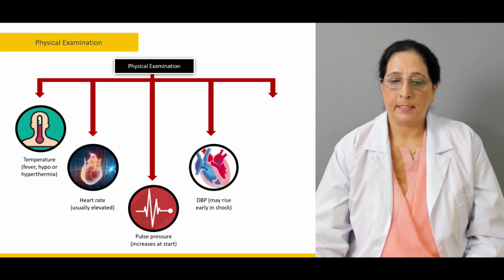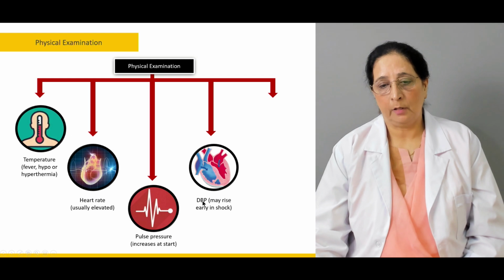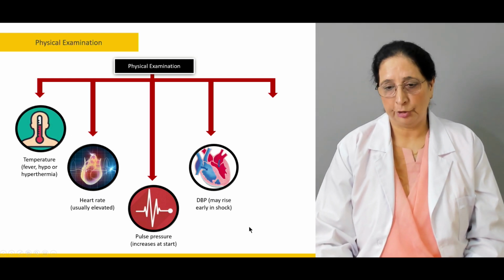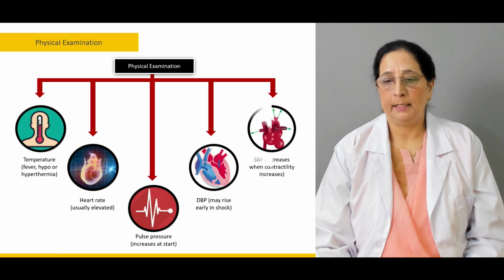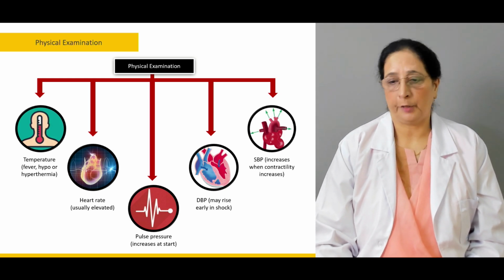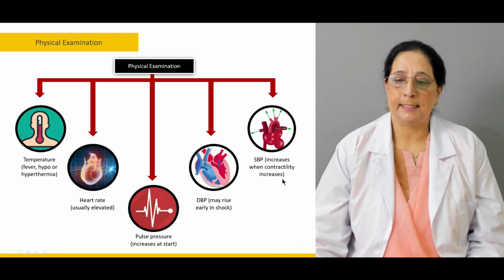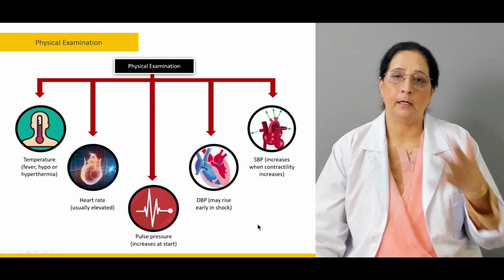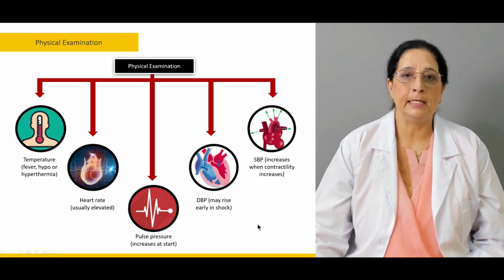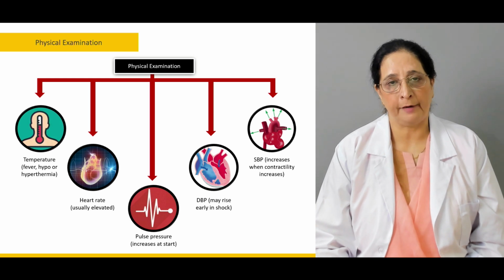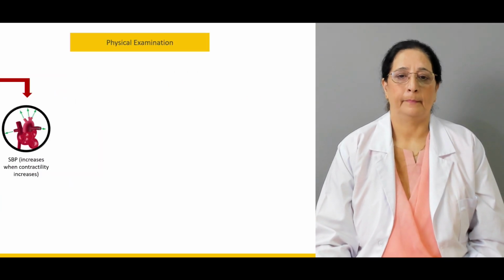Next, diastolic blood pressure may rise early in shock, and the systolic blood pressure increases when contractility increases. So these are some findings in patients with severe shock, infection or sepsis.